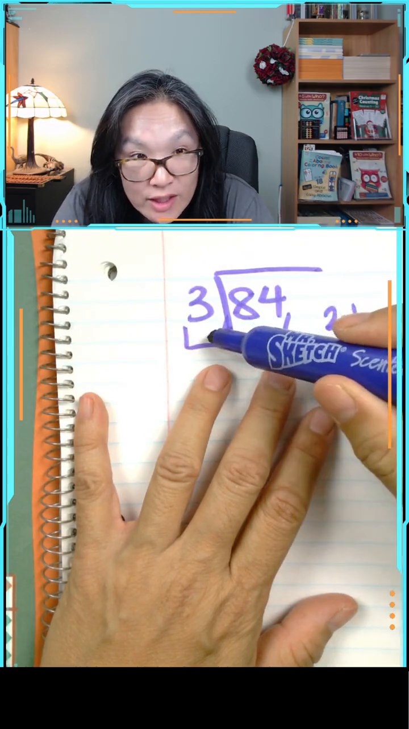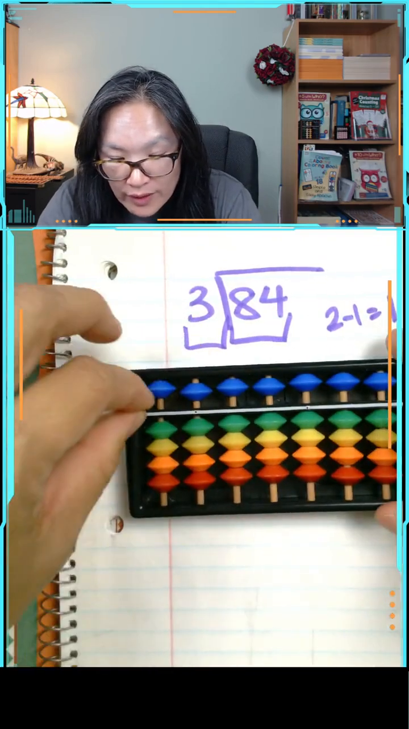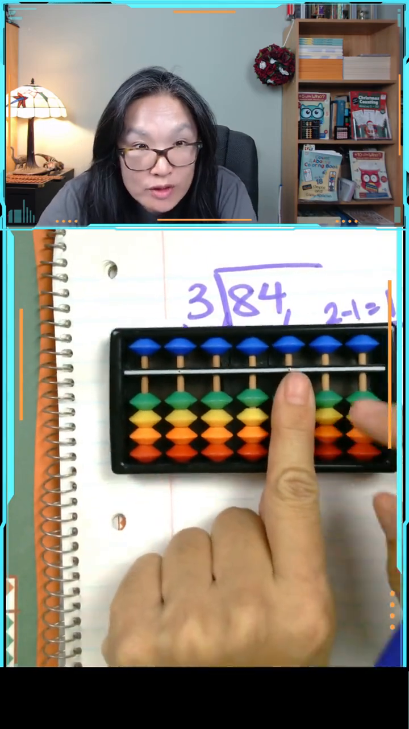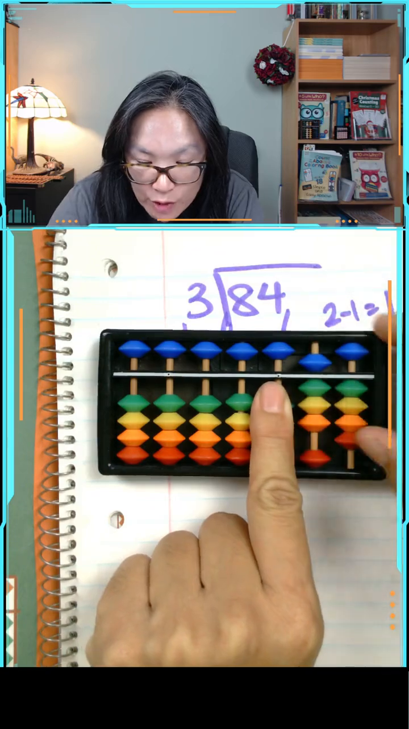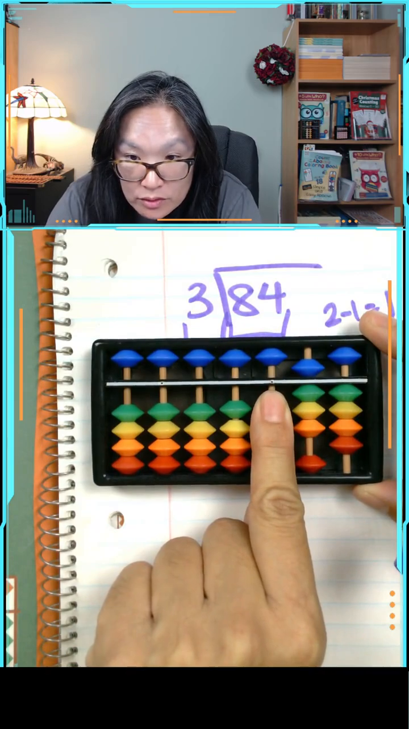So 1 digit here, 2 digits here. So what we're going to do is we're going to do 1. Because this is 1, I'm going to start here. You put your dividend over here. You put 80 and you put 4. Okay? So then what are we going to do?